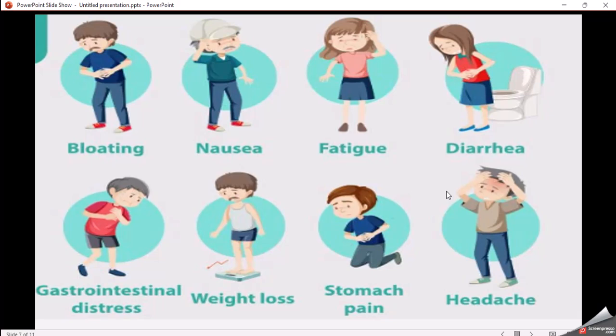So the typical symptoms of celiac are shown here. These are all related to GIT dysfunction, like diarrhea, fatigue, nausea, bloating, gastrointestinal distress, weight loss, stomach pain, and headache, because the intestines are not working. So all are related to GIT distress.